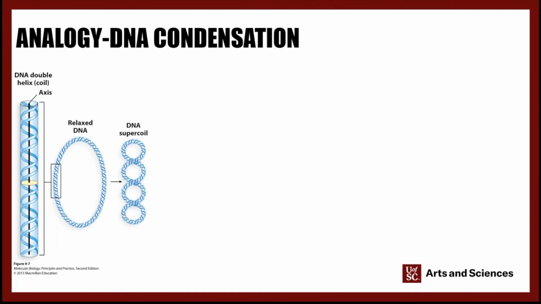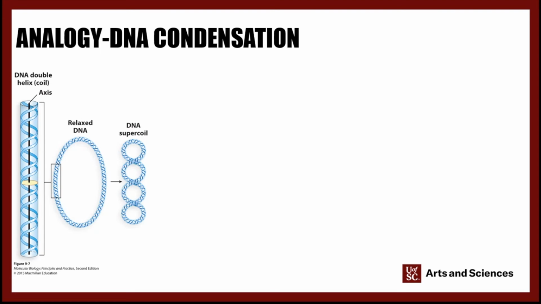And so one way that I try to make topics more approachable in my class and personalized to students is through the use of analogy. So you take something from everyday life and apply it to a more complex topic just so it's more relatable. So on the left is a figure from the textbook, and this is showing DNA wrapped around its axis, and then what a relaxed circular piece of DNA would look like.